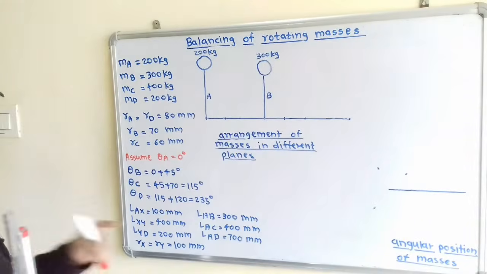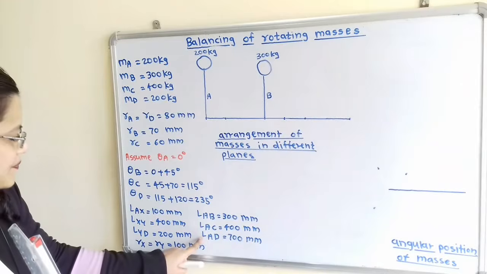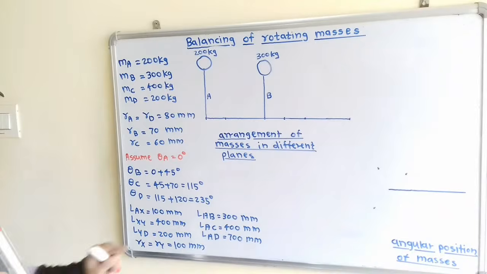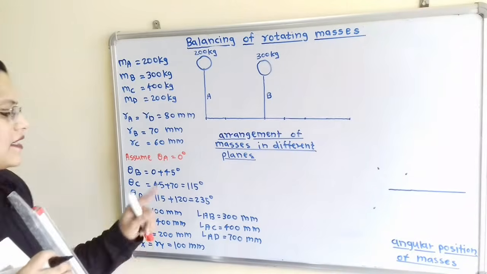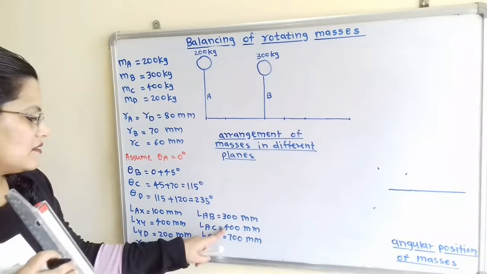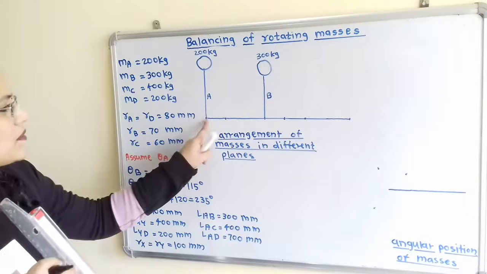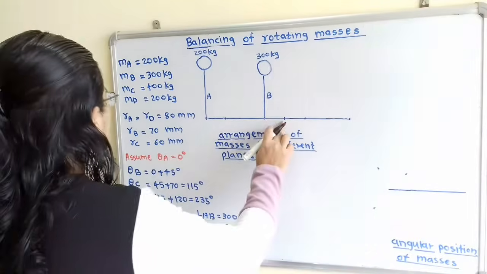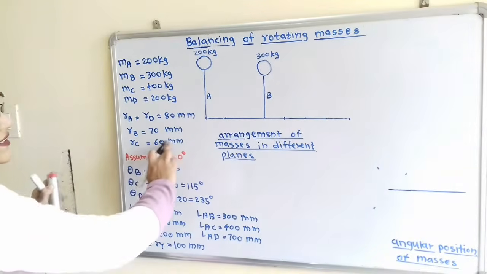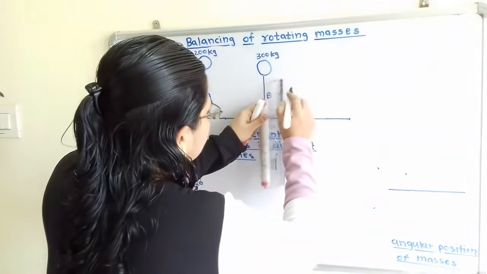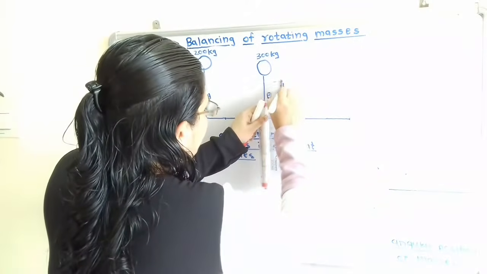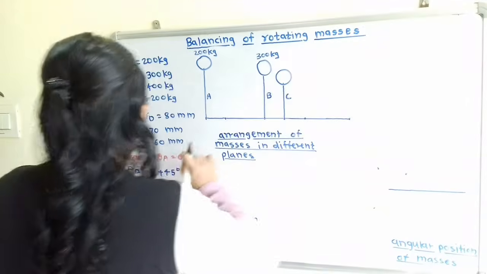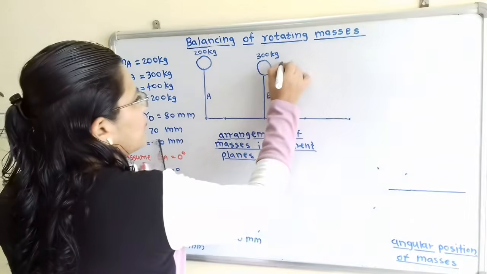Now again we will move to the next, that is LAC, that is 400 mm. So again 4 multiplied by 3, that is we will take 12 cm distance from this A and we will mark here C. Again what is the radius of rotation for C? That is 60 mm. So approximate take 6 cm distance and we will mark here. So this will be the plane C, and what is the mass? Its mass is 400 kg.